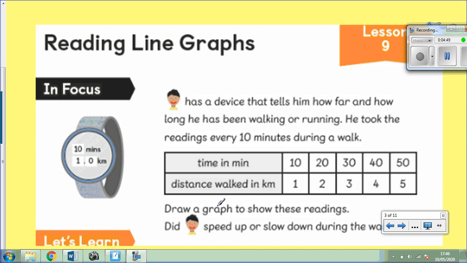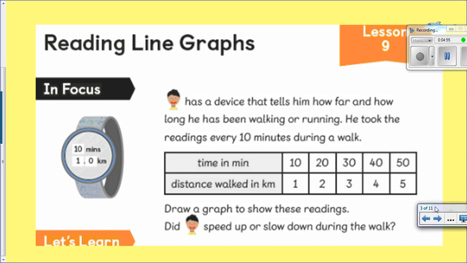So what I'd like you to do is to draw a graph to show these readings. Did Ravi speed up or slow down during the walk? Now if we were in class, you'd be doing this in pairs and I'd be providing you with squared paper. If you haven't got squared paper at home but you've got a printer, I have put a PDF that you can use to print it out. If you haven't got any squared paper, just have a go on a piece of plain paper, back of a cereal packet, anything, just to try and see whether you can have a go at making this graph.